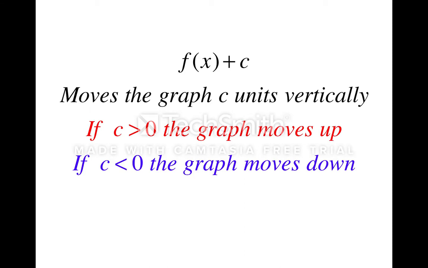Let's take a moment to generalize this. If you start with a function and add a constant c after evaluating the function, that's going to move the graph vertically c units. If c is positive, it's going to move the graph up the y-axis. If c is negative, it's going to move the graph down the y-axis.